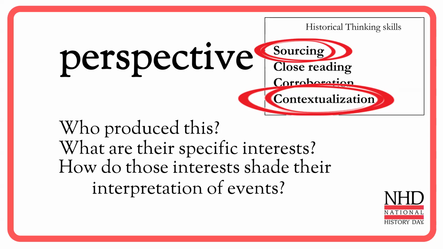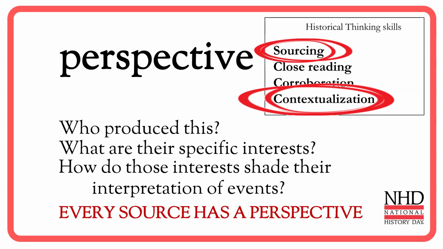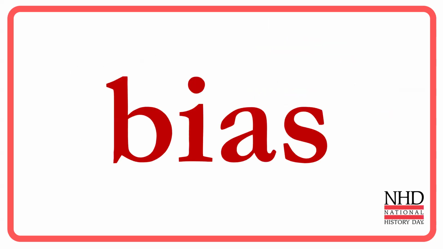Perspective is really important because, as any historian will tell you, every source has a perspective. It is just inescapable that every person or every group in the past brings some sort of perspective with them. And this gets us to one of the kind of hot button words that comes up all the time when I'm teaching 18 and 19-year-olds, and that is the red letter word bias.